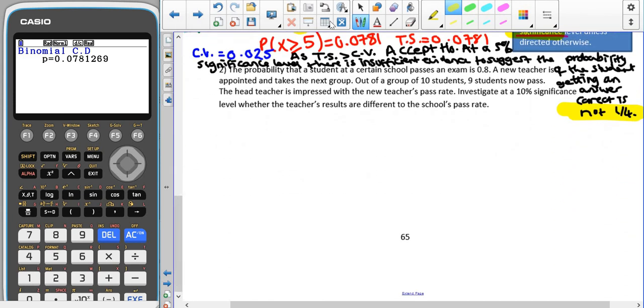So just going through another example. Here we've got the probability that a student at a certain school passes an exam is 0.8. That's our p. A new teacher is appointed and takes the next group. Out of 10 students, that's our n. So if we were to write our distribution, we've got X ~ B(10, 0.8), and that's passing.